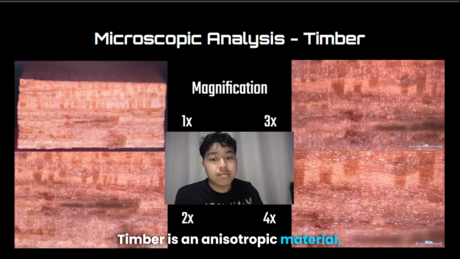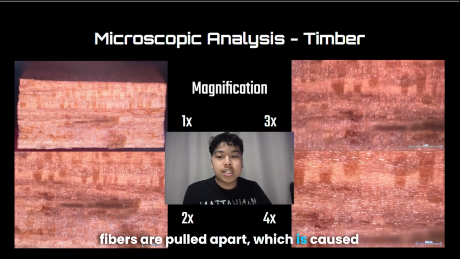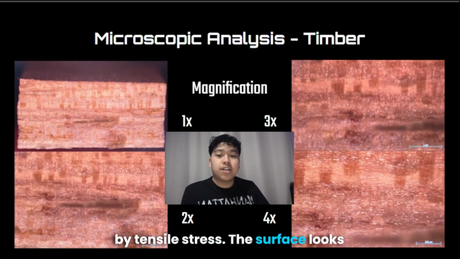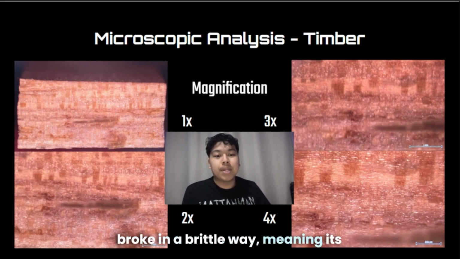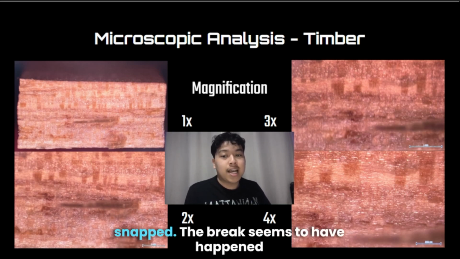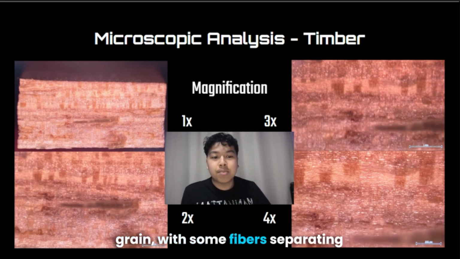Timber is an anisotropic material, meaning its properties vary in different directions. We can see that the outer fibers are pulled apart, which is caused by tensile stress. The surface looks rough and uneven, suggesting that timber broke in a brittle way, meaning its fibers didn't stretch much before they snapped. The break seems to have happened both inside the timber and along the grain, with some fibers separating cleanly along the grain.